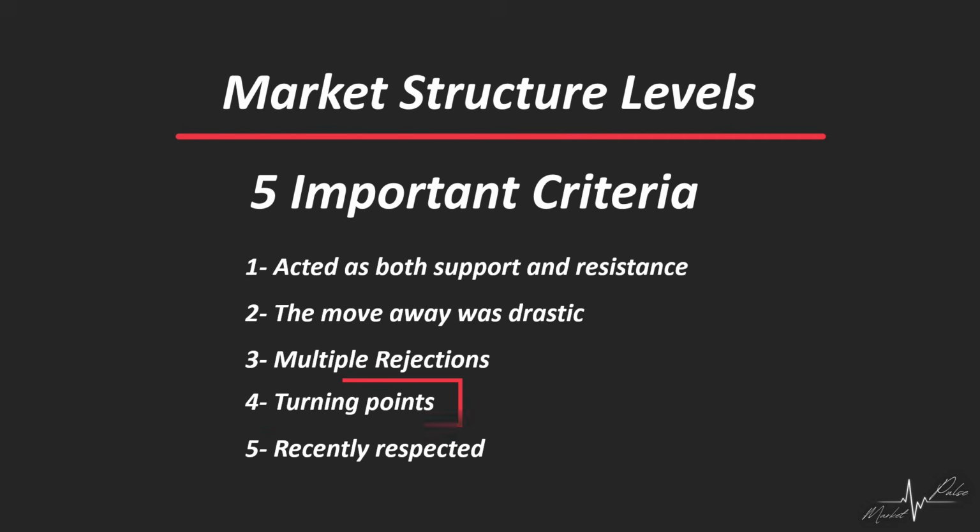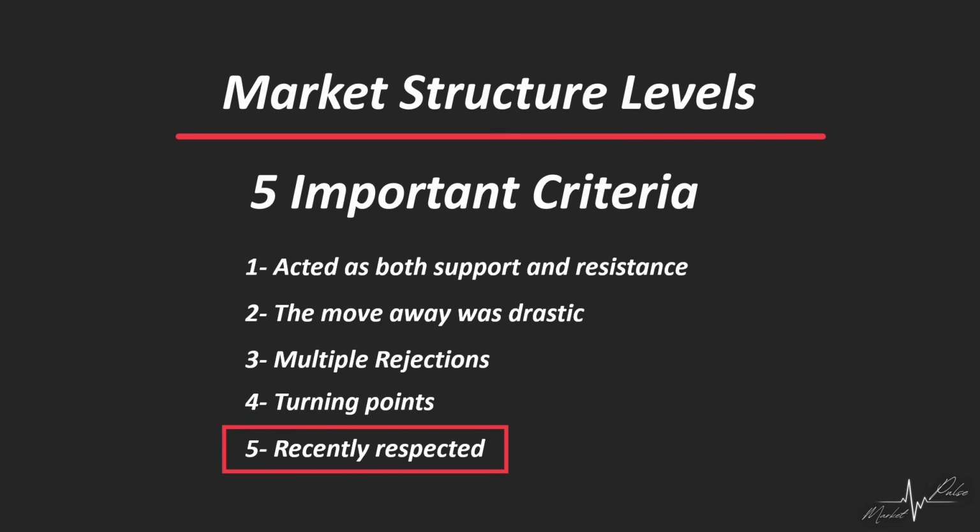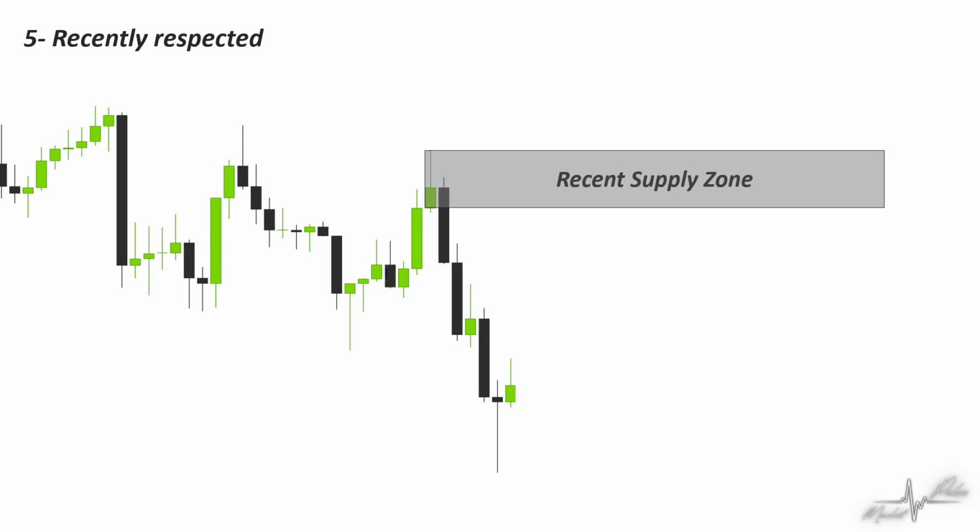Number 4. Turning points. These are areas where the market has reversed its trend in the past. Since price was considered overvalued or oversold at these zones, there's a higher chance of a reaction when price returns. And number 5. Recently respected levels. Fresh or newly formed levels tend to be stronger than older ones because they haven't been tested as much and are more likely to produce a clear reaction.